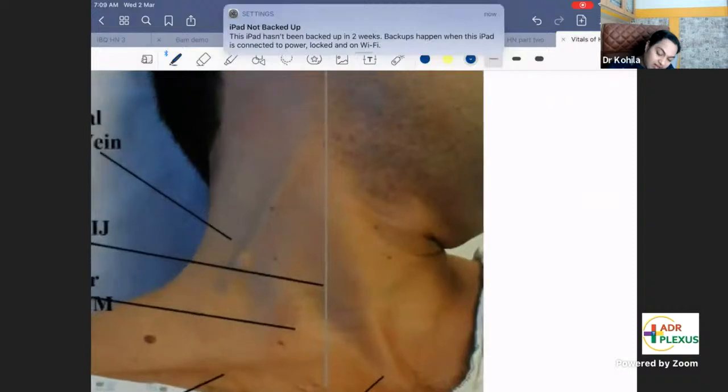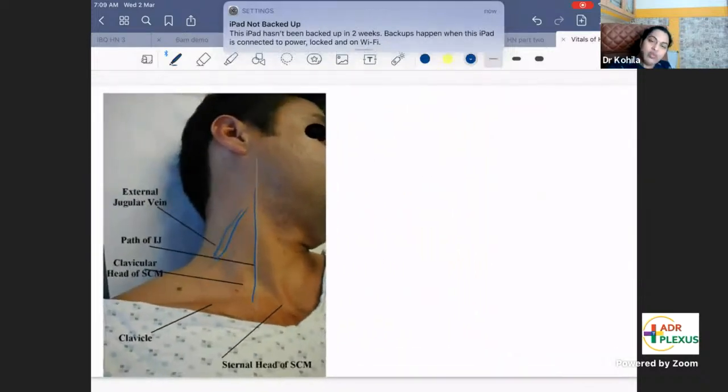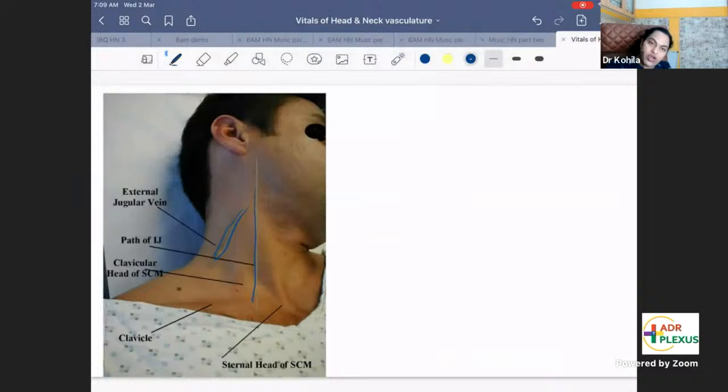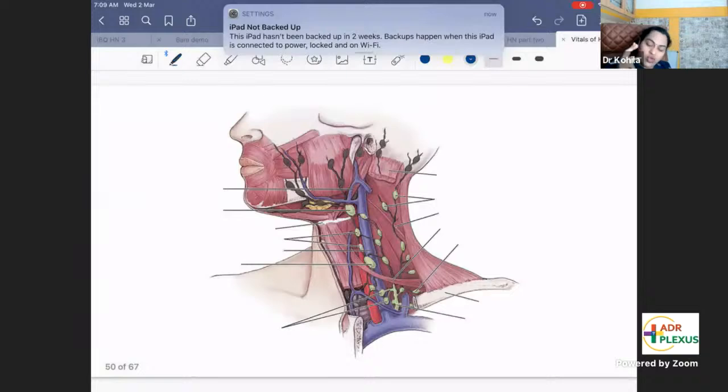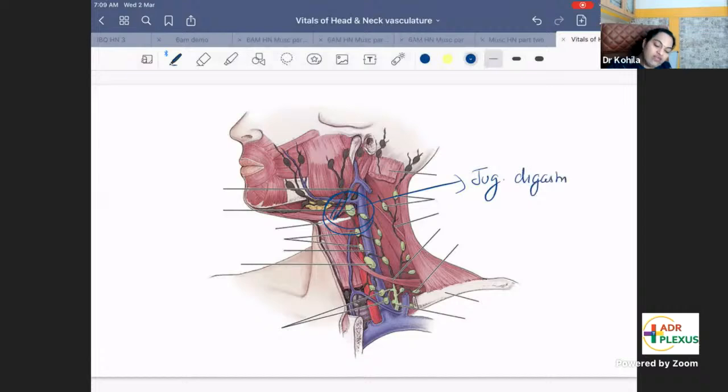So again here, you can see the external jugular vein. The line shows you the course of the internal jugular vein, beneath the sternocleidomastoid. Please orient to this. And the two important nodes you should remember in relation to the internal jugular vein: this one, just below the posterior belly of the digastric, is the jugulodigastric lymph node.